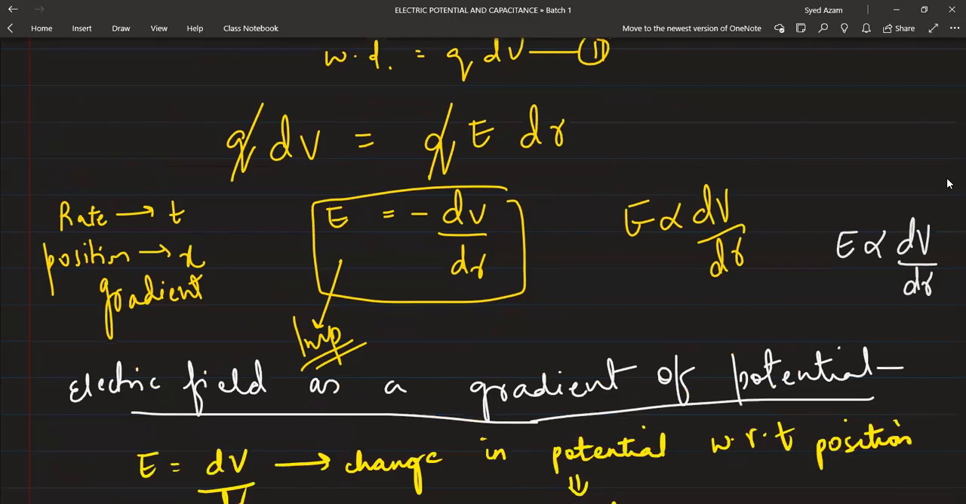This basically says that electric field is directly proportional to the potential gradient. Whenever you witness the term gradient, it should immediately come to your mind that gradient means something which is changing with respect to time.